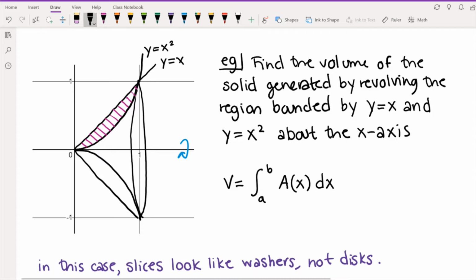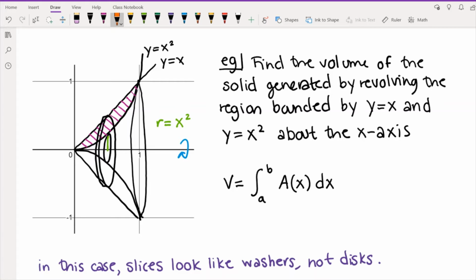So I'm going to draw a sample washer here. I'm just going to draw a circular piece and then another circle on the inside, and then draw a little thickness to it because that's where the dx comes from, right? Okay, so what would be the smaller radius in this case? So little r would be equal to x squared, right? Because if you look at the curve that's at the bottom, that comes from the parabola. And then what would the big radius be?